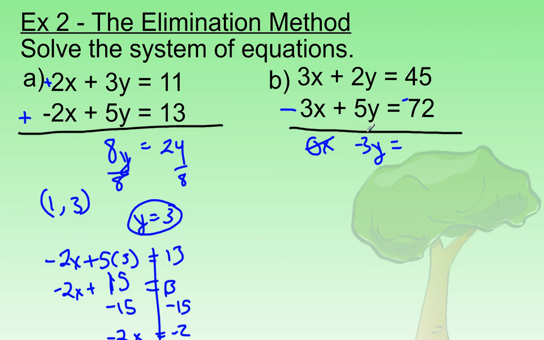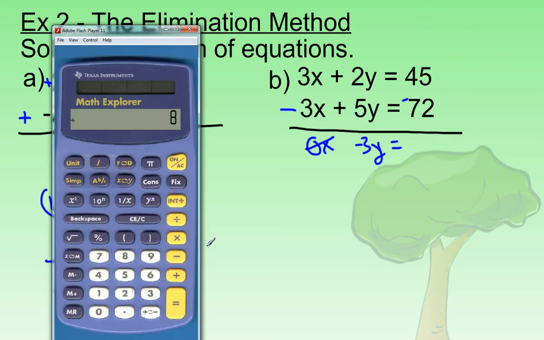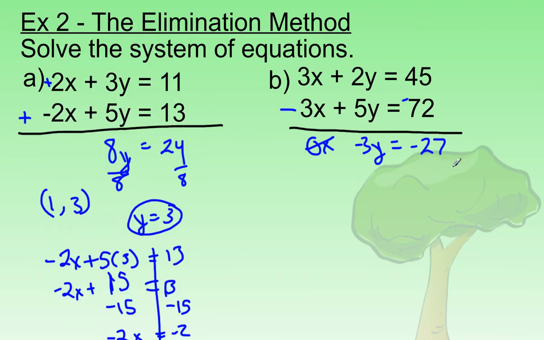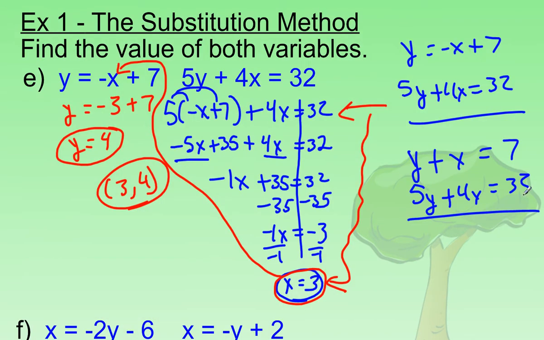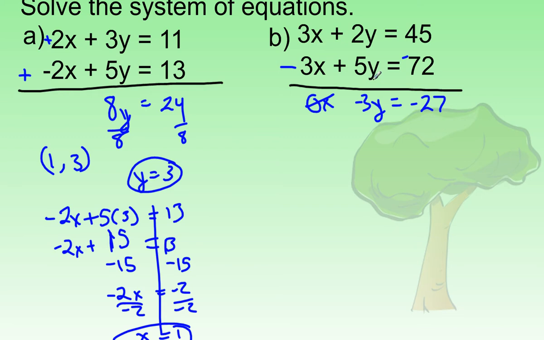45 minus 72. Just to make sure we're right, 45 minus 72 equals negative 27. That one worked out nice and pretty because everything was set up and it's designed to use the elimination method, just like this problem is designed for the substitution method because it's already y equals. And we're going to solve here. We want to get this y by itself, so divide by negative 3, divide by negative 3, y equals 9.